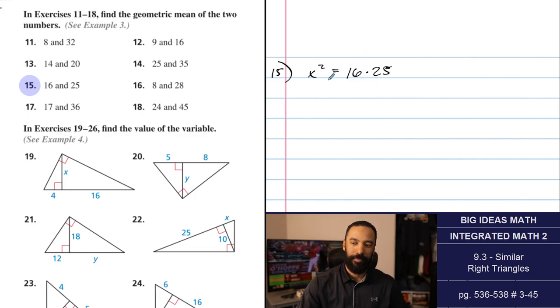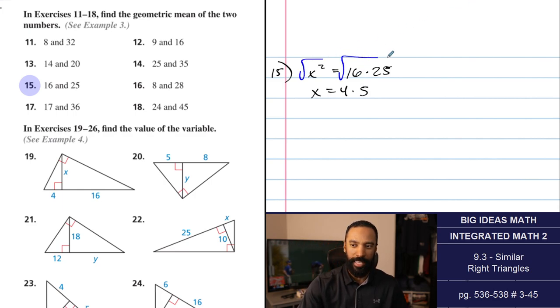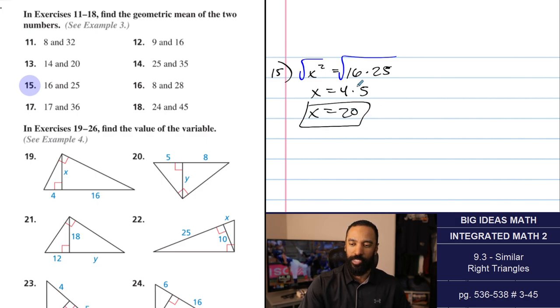It's a ratio-based thing. Anyway, the square root of 16 is 4. The square root of 25 is 5, as I took the square root of both sides. And 4 times 5 is 20. 20 is the geometric mean between 16 and 25.